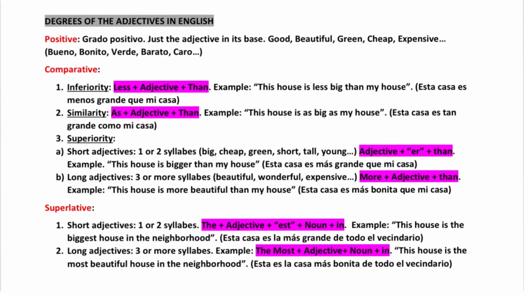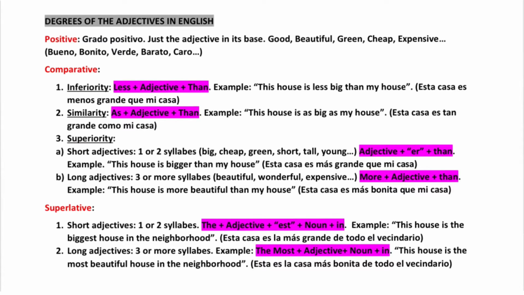Okay, so let's start this unit 10. In this unit 10, we're going to see the degrees of the adjectives in English. Remember that in English and also in other languages, we have three types of degrees for the adjective. We have the positive degree, the comparative degree, and the superlative degree.